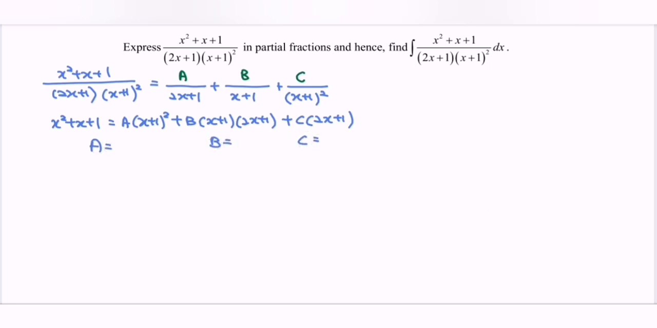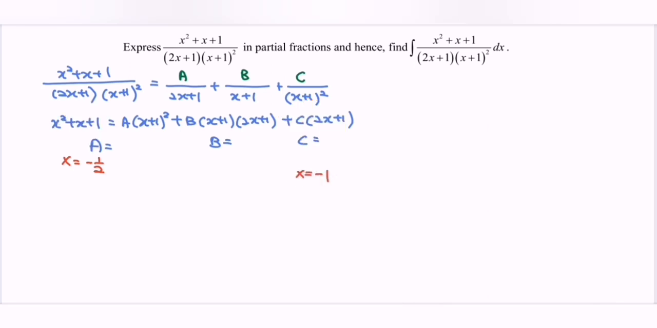Referring to A, make sure that we eliminate B and C. Notice that we have the common factor for B and C, which is 2x plus 1. So the value of x will be equal to negative 1 over 2. Referring to B, we have to eliminate A and C at the same time. Notice that there is no common factor for A and C. Referring to C, we have to eliminate A and B. Kindly check, do we have any common factor? The answer is yes, where we have x plus 1. So x will be equal to negative 1.